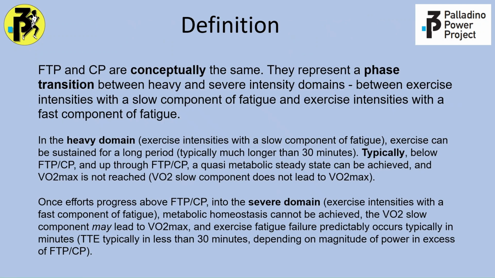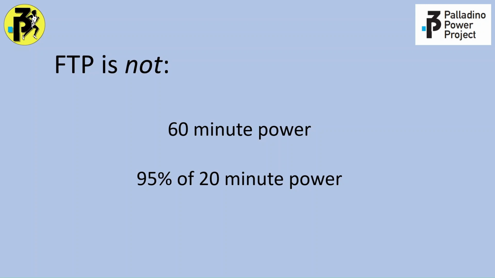So there you have it. There's the definition for FTP and CP. And I want to additionally say that FTP, functional threshold power, is a term coined by Dr. Andrew Coggan, back in the early 2000s, prior to 2003. And actually, he delivered a paper to the USA Cycling Coaches in 2003 where he talks about FTP and the ways of estimating it.